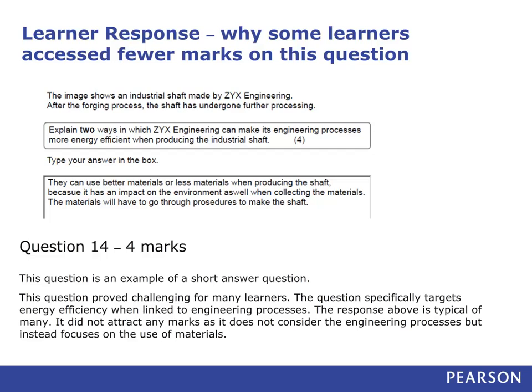Question 14. This question is an example of a short answer question. This question proved challenging for many learners. The question specifically targets energy efficiency when linked to engineering processes. Few learners made the connection between energy efficiency and the engineering processes. This led to the majority of responses being generic environmental impact features, such as the use of fossil fuels or recycling. Learners should be encouraged to identify the application in each question to ensure they focus their responses appropriately.